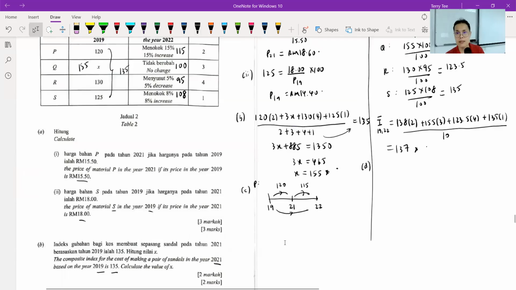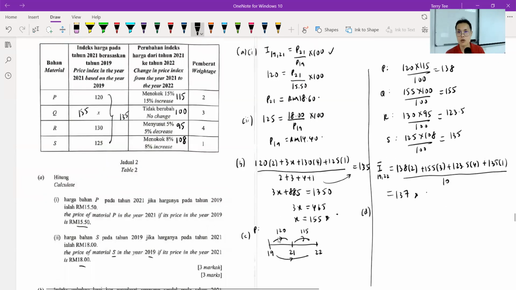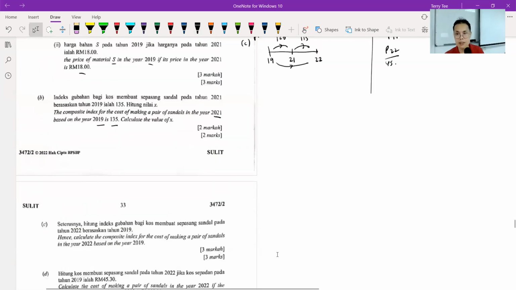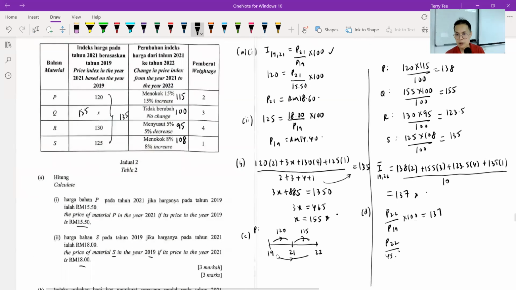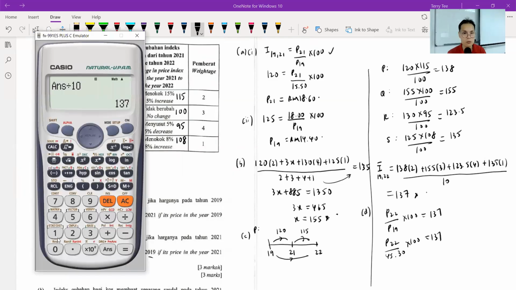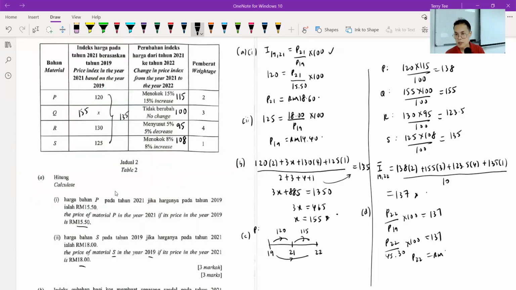So basically, we're using the same formula as the normal index number. Price in 2022 divided by price in 2019 times 100 is going to give us this index 137. So we know this is 45 ringgit, let me check, yeah, 30 cents. You just multiply over. Use your calculator. 137 times 45.30 divided by 100. Answer is 62.06.